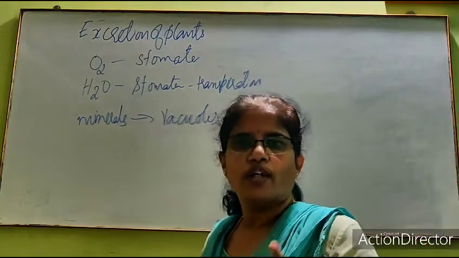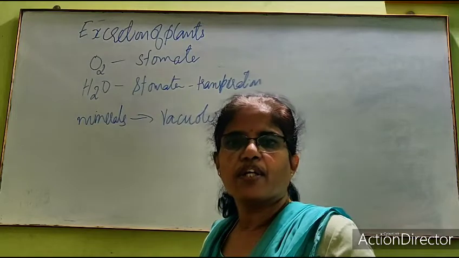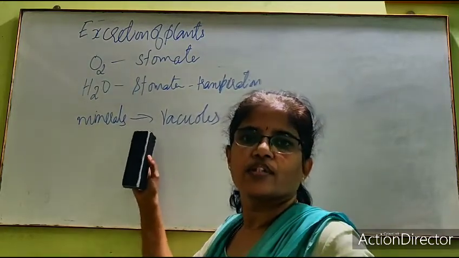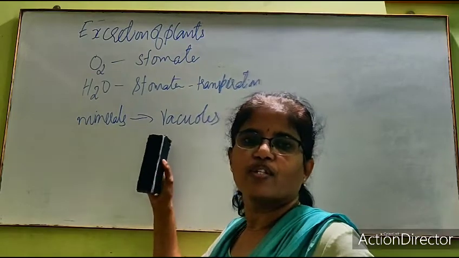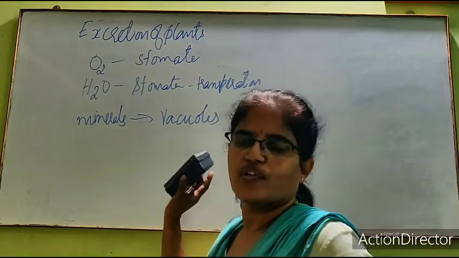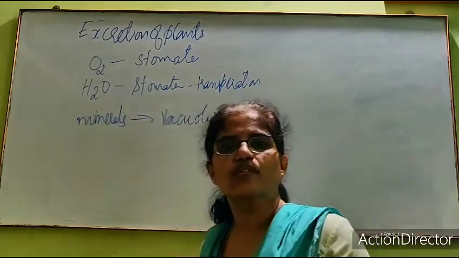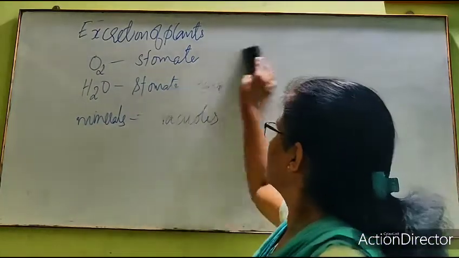Oxygen, water, and some of the waste materials get excreted through vacuoles, absorbed by vacuoles, and the leaves fall off. And some of the things move back to the soil through roots. These are the simple excretions.